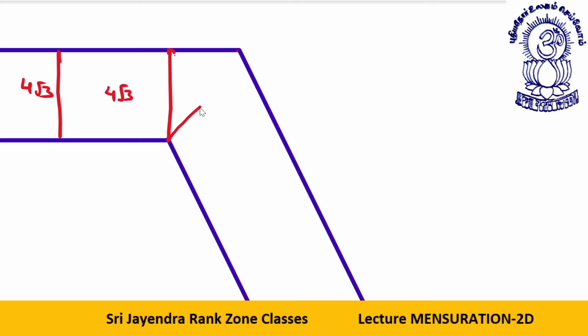I join this. See, dear students, what will be this angle? This angle will be 60 degrees. Why? Regular hexagon, each angle is 120 degrees. This is 60 degrees. This side is 4 root 3. If the side opposite to 60 degrees is 4 root 3, what will be the side opposite to 30 degrees? Divide this by root 3, you will get 4. This is 30 degrees.